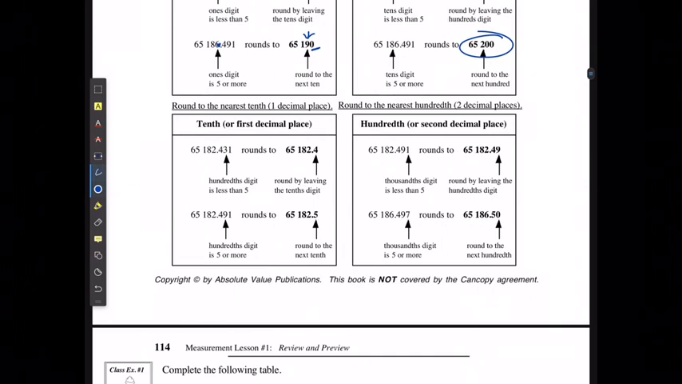Most people don't have a problem with this, but it's the same thing if I'm going to the 10th or the 100th. If I'm going to the 10th, then just look at the hundredths place and ignore anything after that. If I'm going to the 100th, then look at the thousandth place and ignore anything after that.